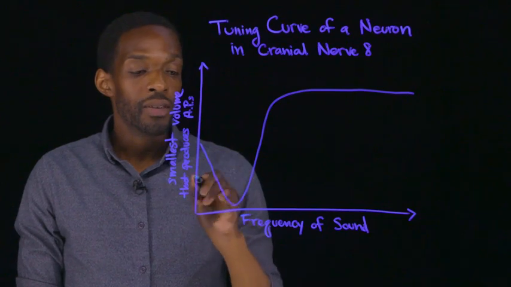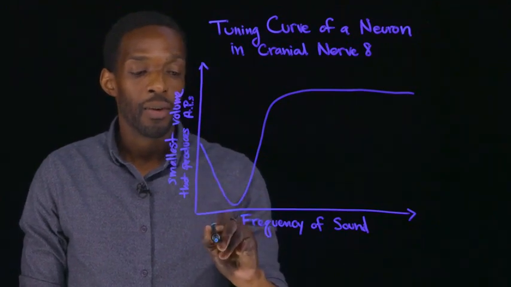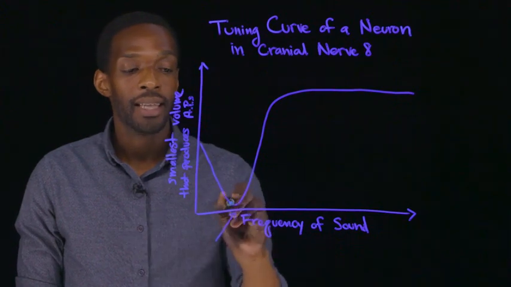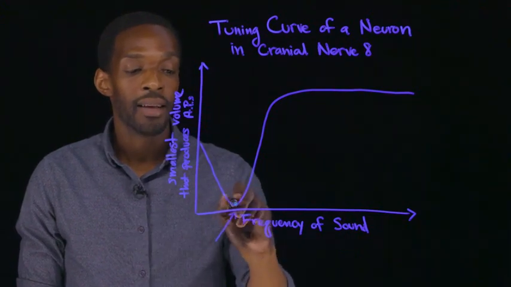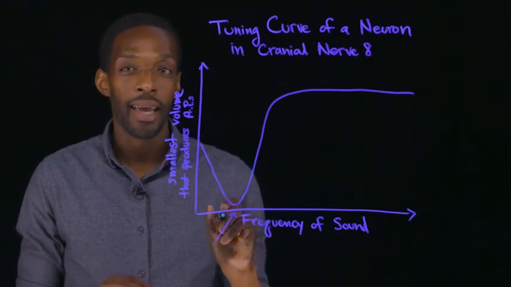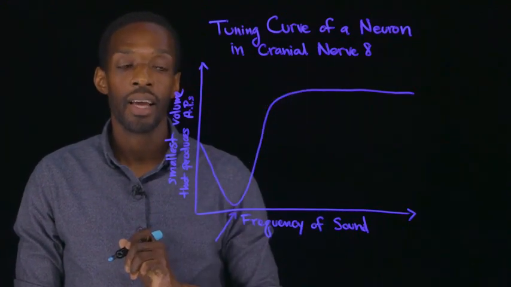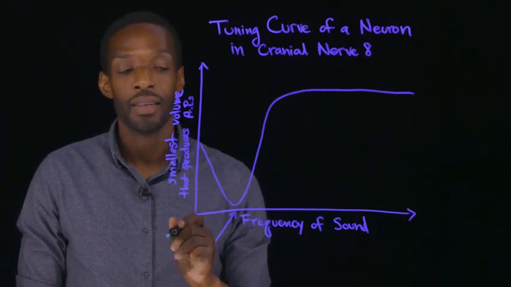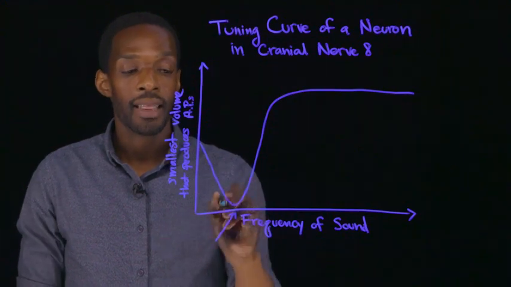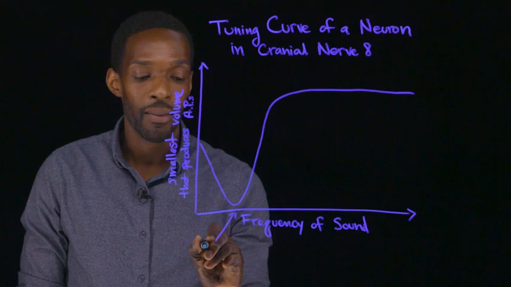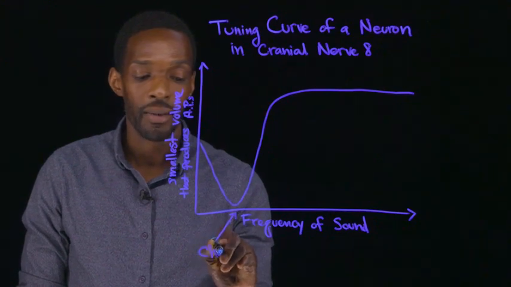The feature on this plot that we would be looking for is the low point. What this is indicating is that at this frequency, a sound could be very, very quiet, but still, this particular neuron in cranial nerve 8 would still fire action potentials. And that indicates that this is the frequency for which that neuron is maximally responsive. It would be called the characteristic frequency.